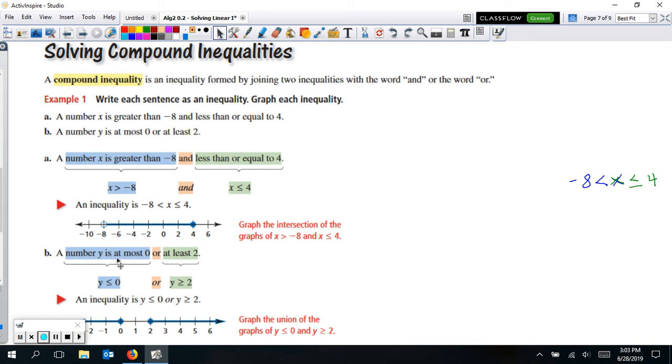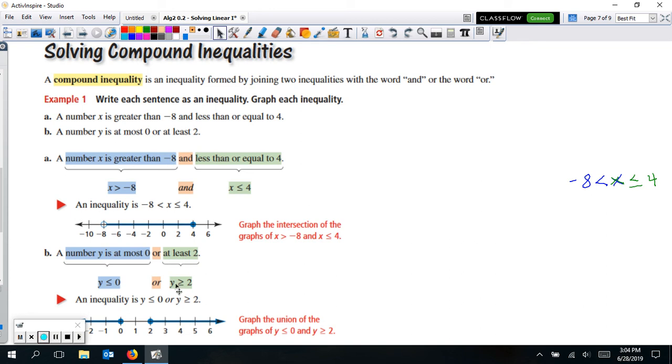So your first inequality, y is at most 0. The at most is going to be a less than or equal to. That means it's basically saying the most it could be. It could be less, but the most it could be is 0. So negative 1 would be a solution to this, because the most it can be is 0. It can't be any more than 0. It can't be greater than 0. But it could be 0, or it could be less than 0. That's why it's y is less than or equal to 0.